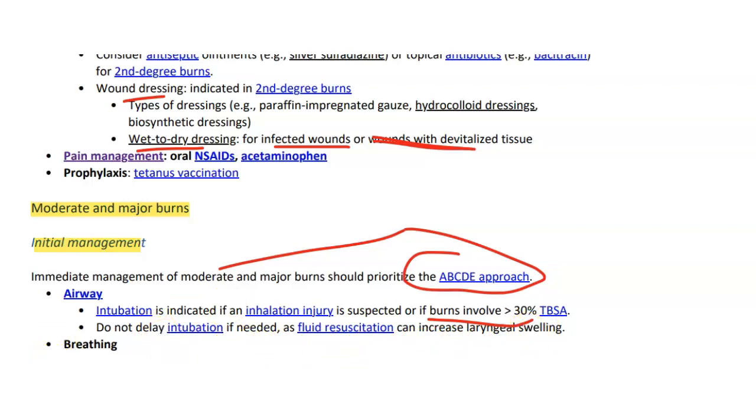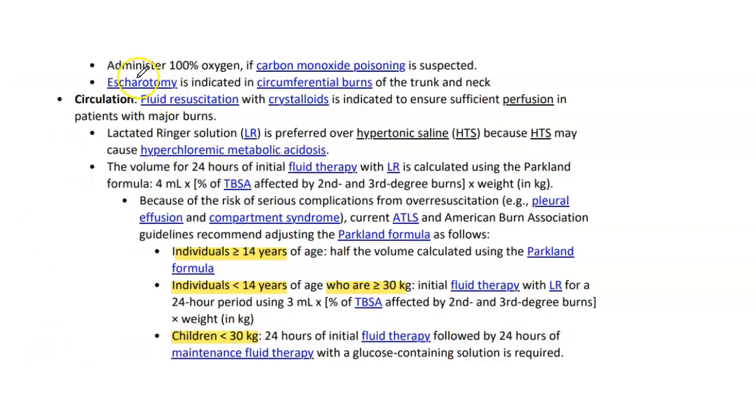Then we have to check for breathing and administer 100% oxygen if carbon monoxide poisoning is suspected. Escharotomy is indicated in circumferential burns of the trunk and neck. Then we have to check for circulation. Fluid resuscitation with crystalloids is indicated to ensure sufficient perfusion in patients with major burn. Ringer lactate is preferred over normal saline because normal saline may cause hyperchloremic metabolic acidosis.